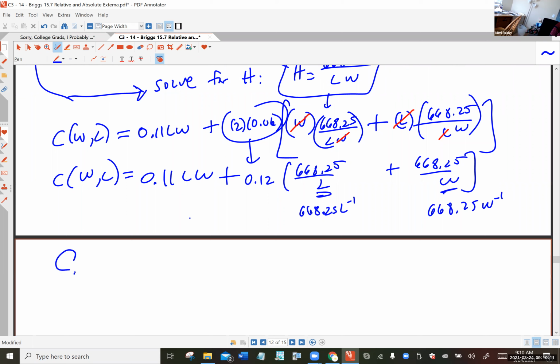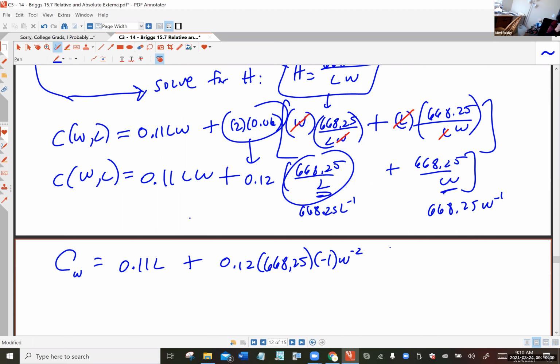So let's get C_W, the partial of cost with respect to W. That looks like it's going to be 0.11L plus 0.12, the first term doesn't have any W's in it. So that first term, with respect to W, that partial goes to 0. And then the other term isn't going to go away. So you'll have the multiple 668.25 and then negative 1 times W to the negative 2. I know, pretty gross. So this is looking like 0.11L minus 0.12 times 668.25 divided by W squared.